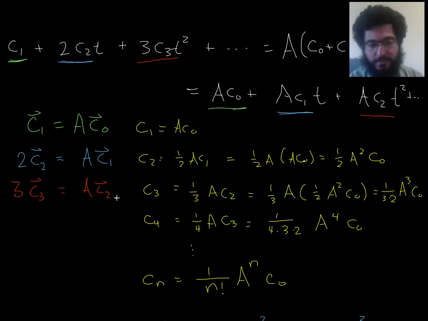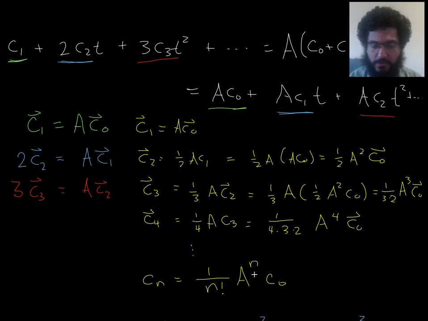And the A is now a matrix being applied to the appropriate C. So the result is that C1 is A C0, C2 is 1/2 A squared C0, but A squared here means A times A, so that's a matrix multiplied by itself. C3 is 1 over 3 factorial A cubed, so that's A times A times A, C0, and so on. C4 is 1 over 4 factorial A multiplied by itself 4 times, and then C0.